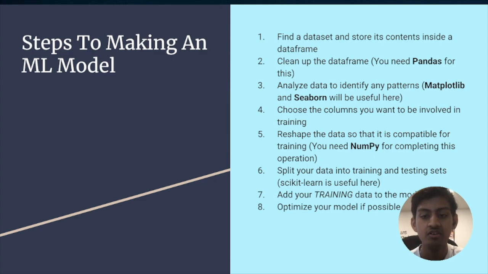You will then want to analyze the data to check for any patterns. This is basically where Matplotlib and Seaborn are going to be used. And then for the fourth one, you want to choose the columns that you want to be involved in your training. So once you have your columns, you will want to store them in your X data and Y data. And then you want to reshape both arrays to make sure they're compatible with the train test split. So that is useful as well. And then the sixth one is actually where we do the machine learning. We're going to split our data into training and testing sets. And we will see why they are important later down the line.